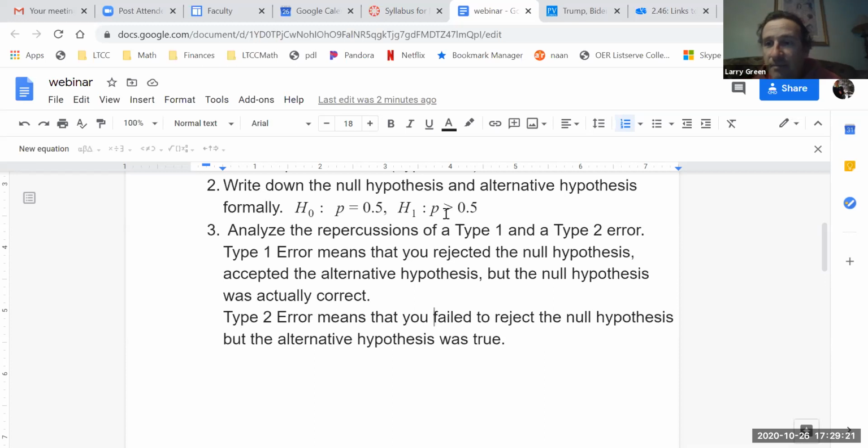Any questions on that? Which is worse, type 1 or type 2 in this case? If you were Biden's campaign manager, which do you think is worse? Or are they equal? So step 4 is decide which is worse, the type 1 error or type 2 error.